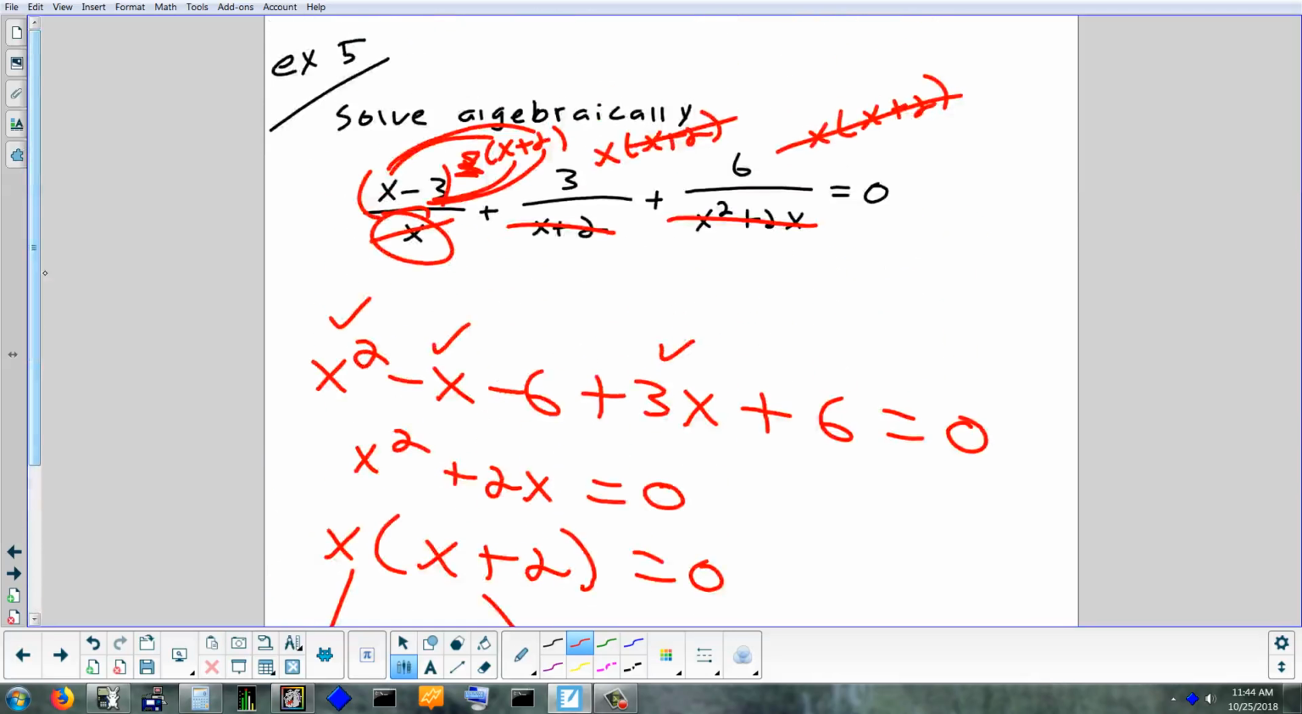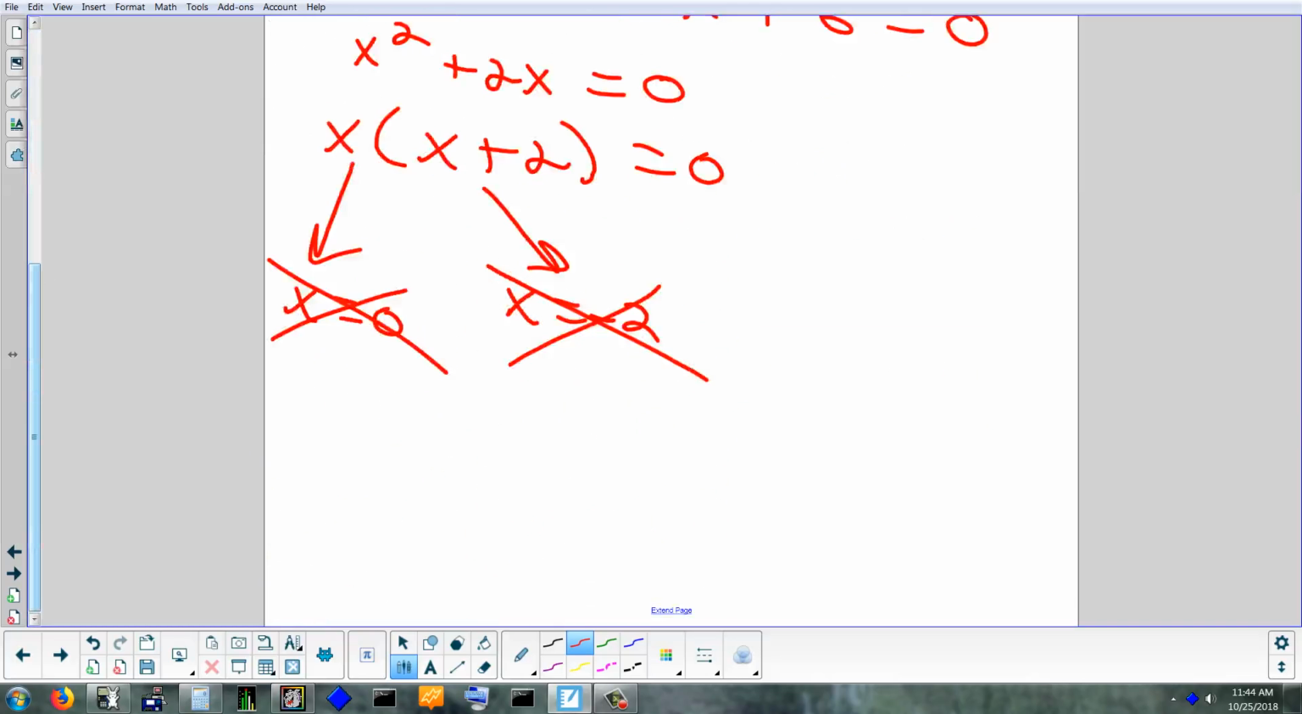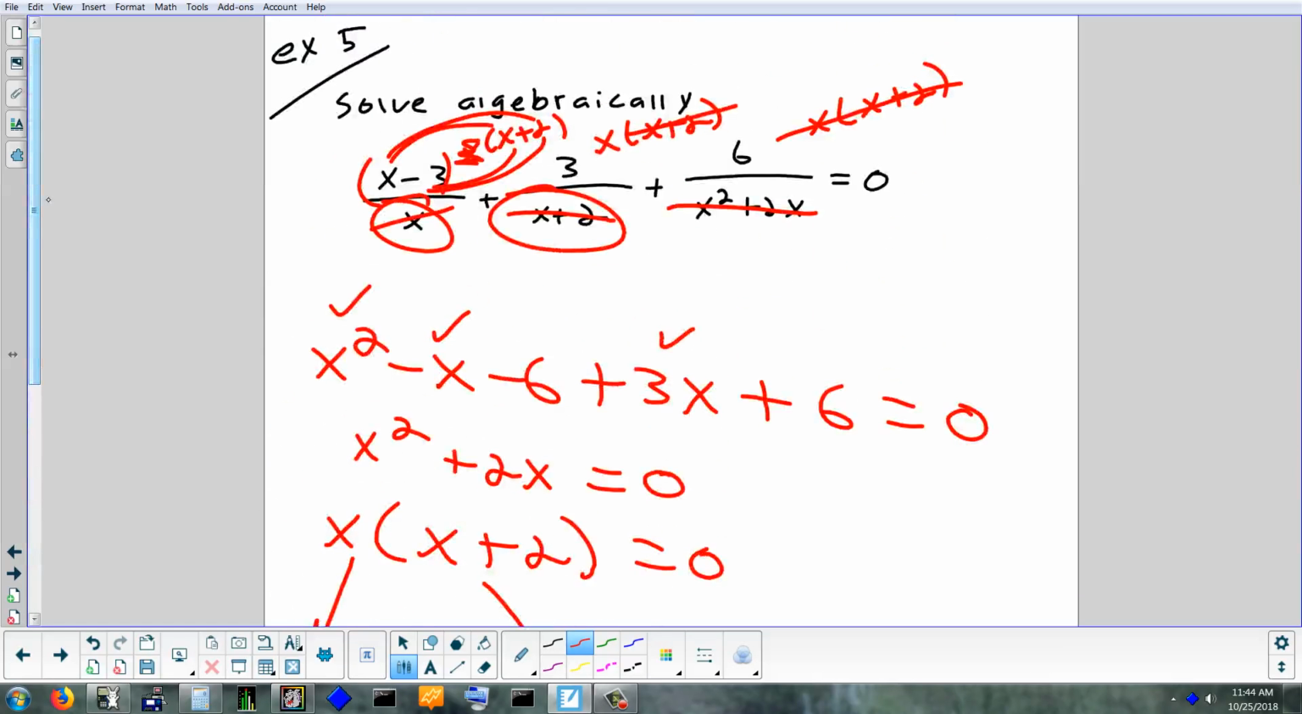Let's try negative 2. Can you plug negative 2 into the original? No, you'd be dividing by 0 right there. So this problem has no solution. It's impossible. Right? Which means if you were to graph what's on the left, it would never hit 0.